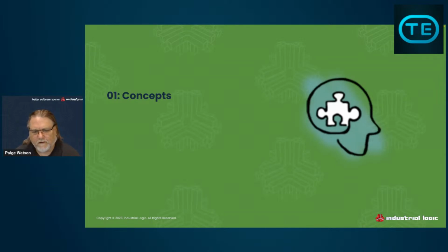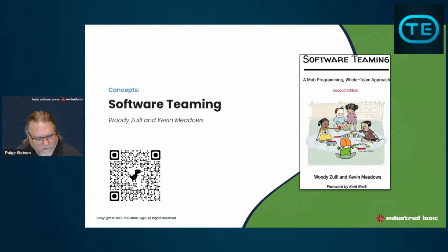So some of the concepts around collaborative work. I'll put this up here. Again, this is a book by Woody Zuill and Kevin Meadows. This is the second edition. The first one, I think, was called Mob Programming. They've re-released it, updated some stuff, and they're calling it Software Teaming now. And I would highly recommend reading this book if you haven't. It's very informative, and it comes from the original founder, or rather the person who discovered this and said, this is a thing, we should write this down. So excellent book, totally worth the read.